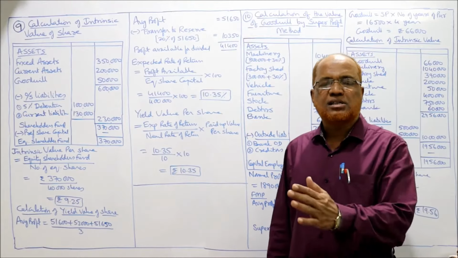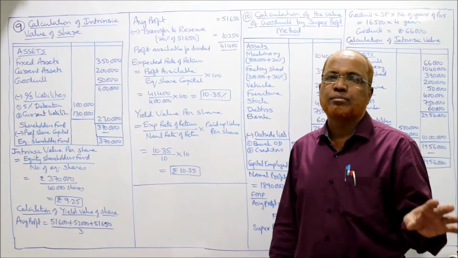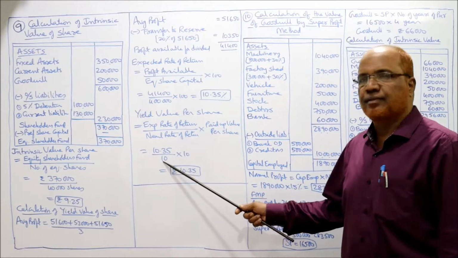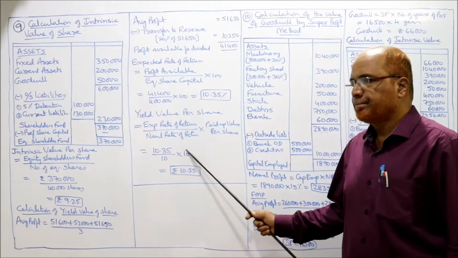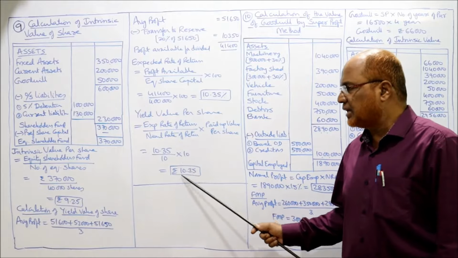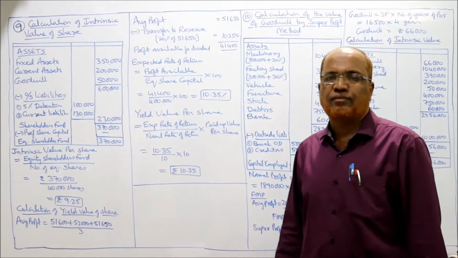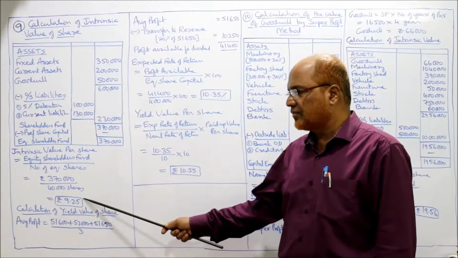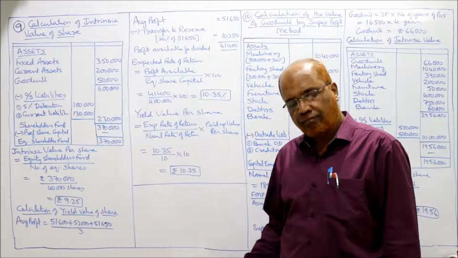The normal rate of return is given in the last line: other firms are earning 10%. And the paid up value per share is 10 rupees, given in the notes. So the 10s get cancelled, and 10.35 rupees is the yield value of share. So we have calculated the intrinsic value, and we have calculated the yield value.